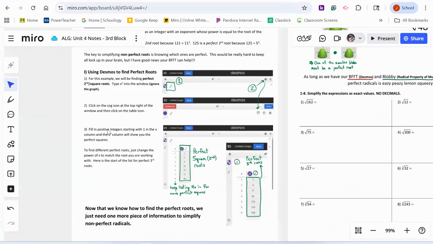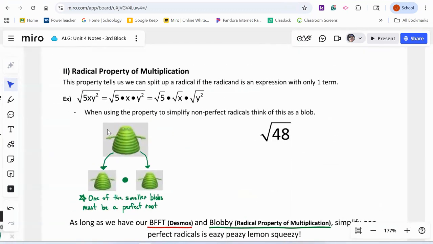All right. The second part of this process is using a property of radicals, which I think is best demonstrated by the character Blobby from the Hotel Transylvania movies. All right, we've been watching those recently with the girls, and they're pretty good. But Blobby gave me some inspiration for these notes here.